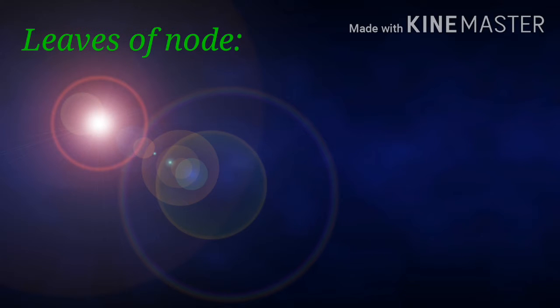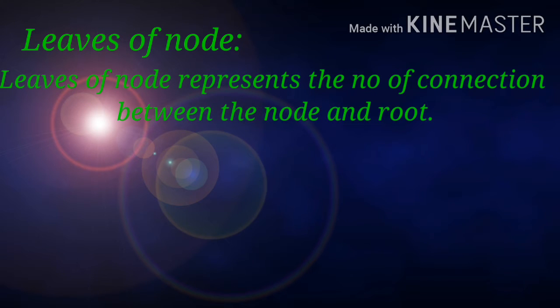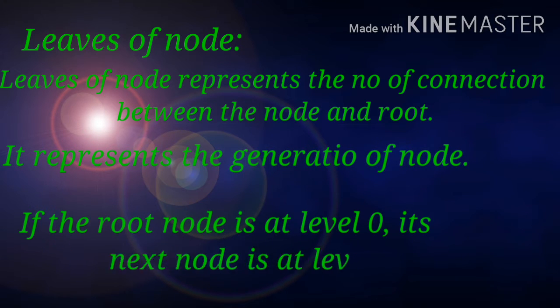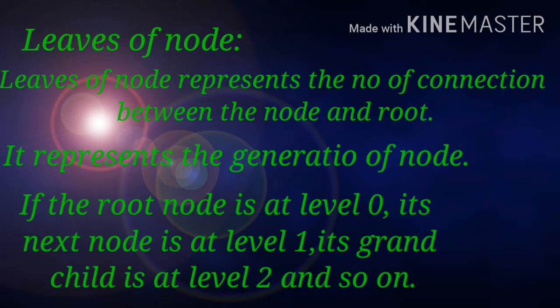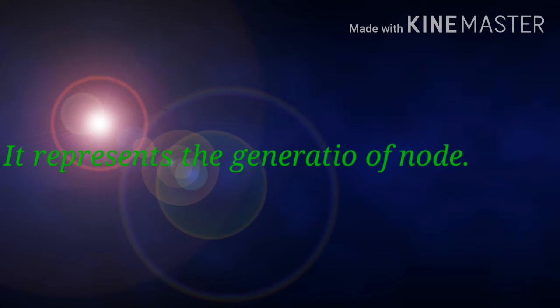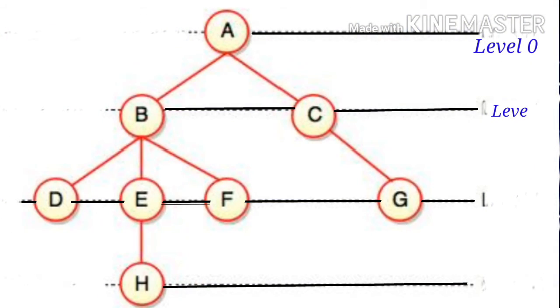Level of a node. The level of a node represents the number of connections between the node and the root. It represents the generation of the node. If the root node is at level 0, its next node is at level 1, its grandchild is at level 2, and so on. Level 0, level 1, level 2, level 3.